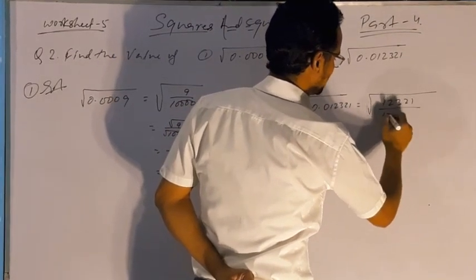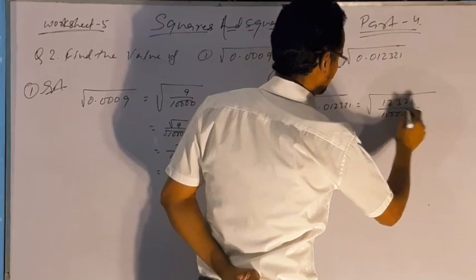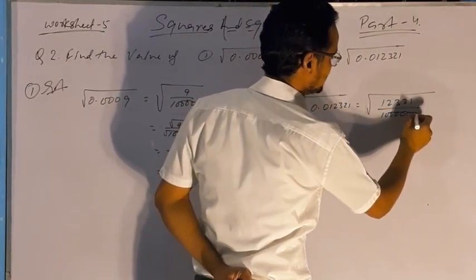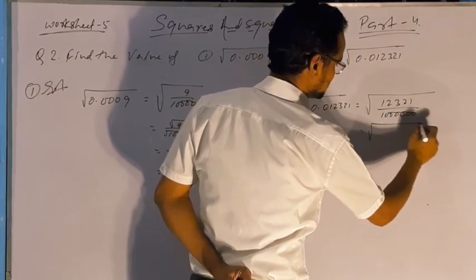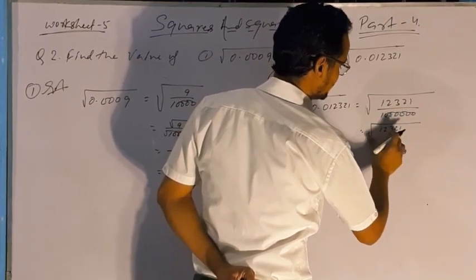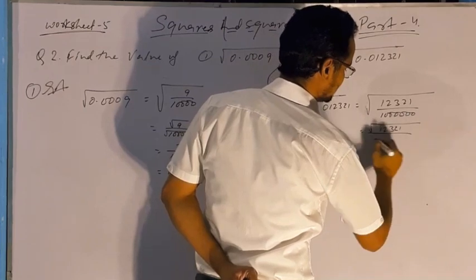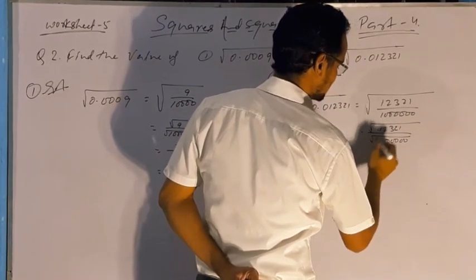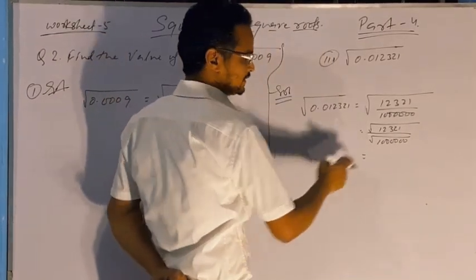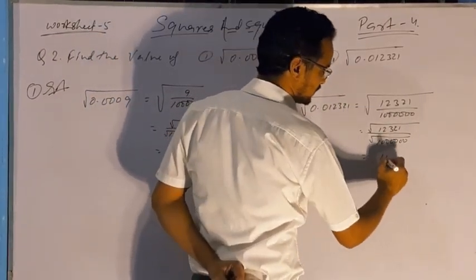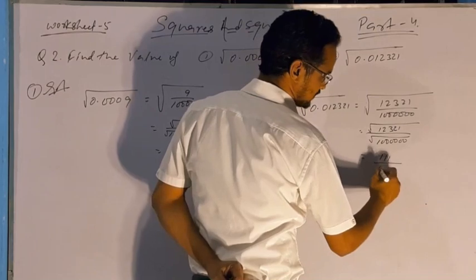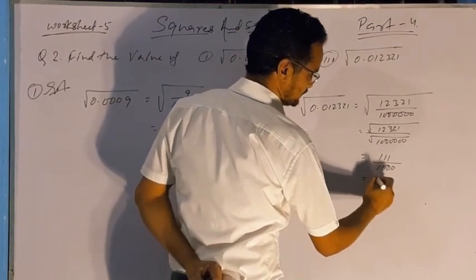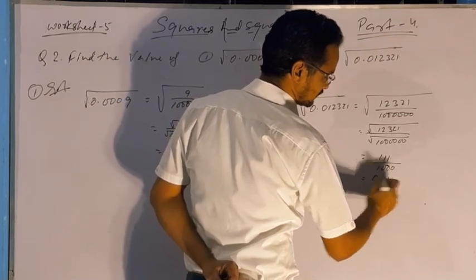12321 divided by 1000000, six digits: 1, 2, 3, 4, 5 and 6 digits. Now it can be written as 12321 over 1000000, and we know very well that the square root is 111 and the square root of the denominator is 1000. This has become 0.111.